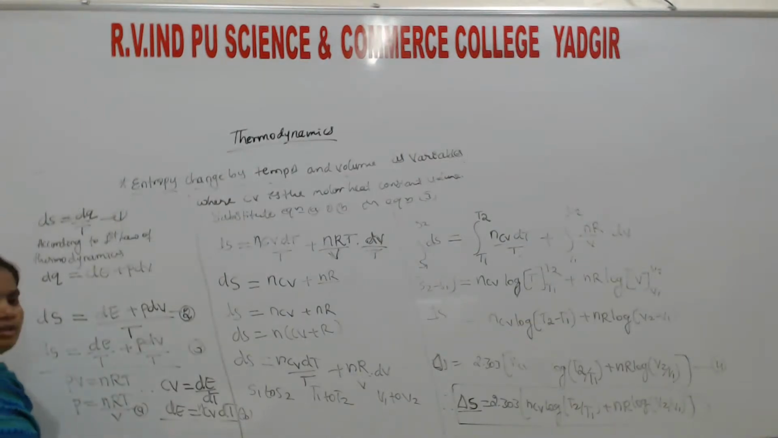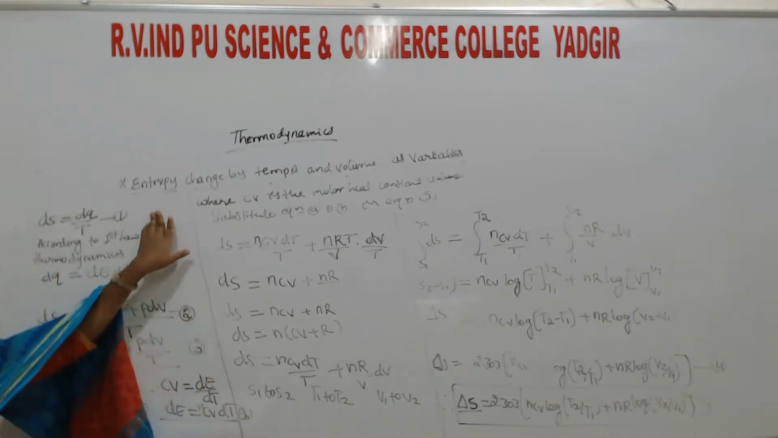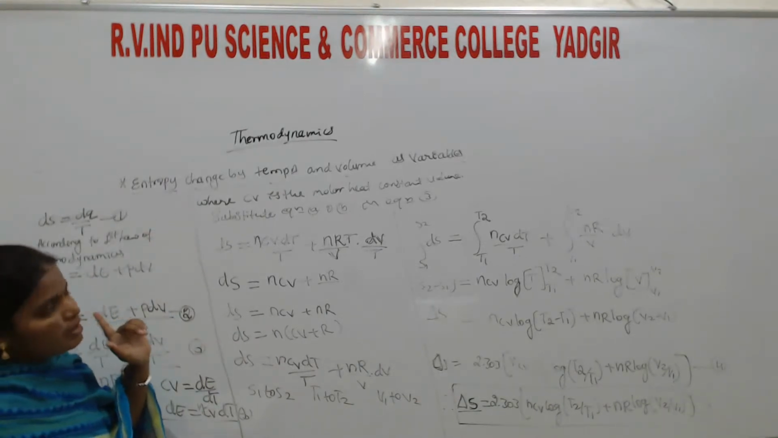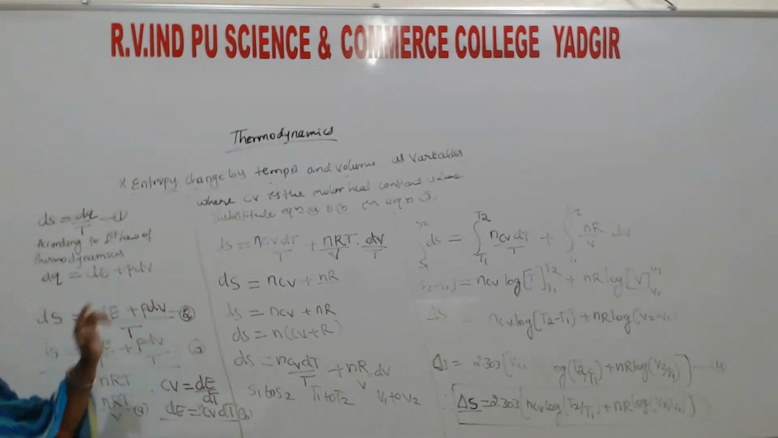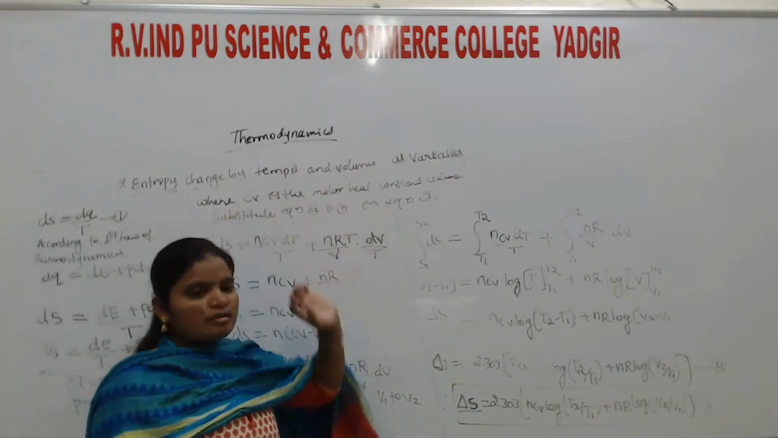Okay, I will stop here. The derivation of the entropy change for temperature and volume is completed. In the next class, we will derive the entropy change with temperature and pressure as variables.